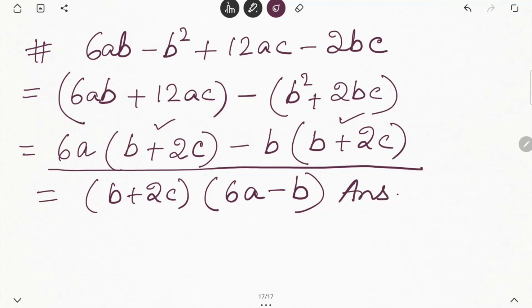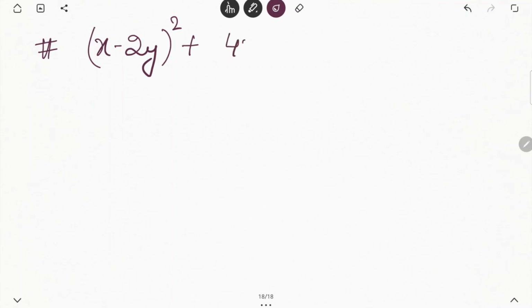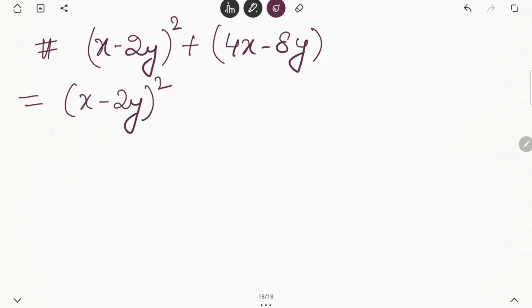Okay. Now let us move to one more example. Say (x - 2y)² + 4x - 8y. So here also what can I do? I cannot take anything common from each and every term, so I'll go for grouping. So this is given as (x - 2y)², so I'll not change that. Instead I'll group the remaining part, 4x - 8y.